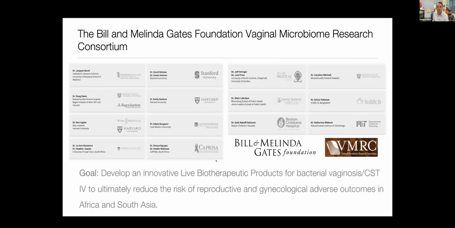It's funded by the Bill and Melinda, well, I guess now it's called the Gates Foundation, under a project called the Vaginal Microbiome Research Consortium, or VMRC. It's a large group of scientists from around the world, in the US, in Africa, in Bangladesh, and so on, all working to develop an innovative live biotherapeutic product for bacterial vaginosis and ultimately potentially just CST4, to reduce the risk of reproductive and gynecological adverse outcomes in Africa and South Asia.